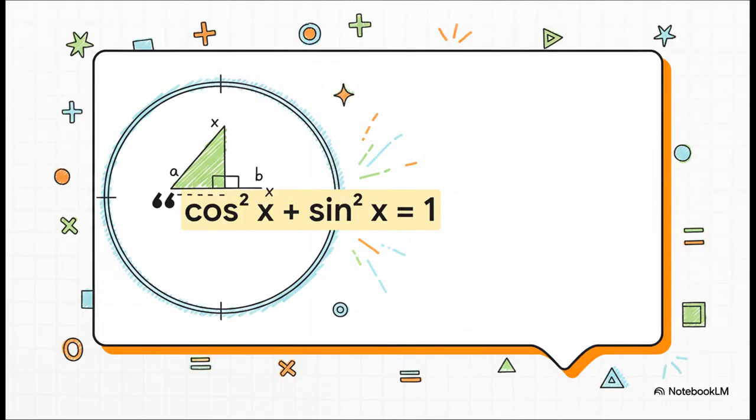That's it. And that idea leads us directly to the most important formula, the biggest identity in all of trigonometry. We know a is cos x and b is sine x.